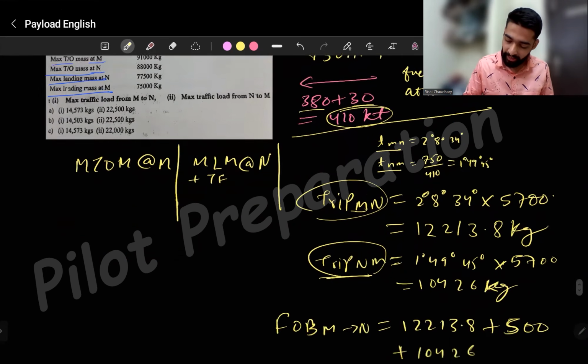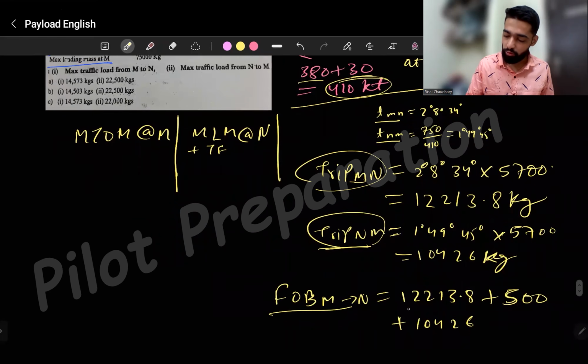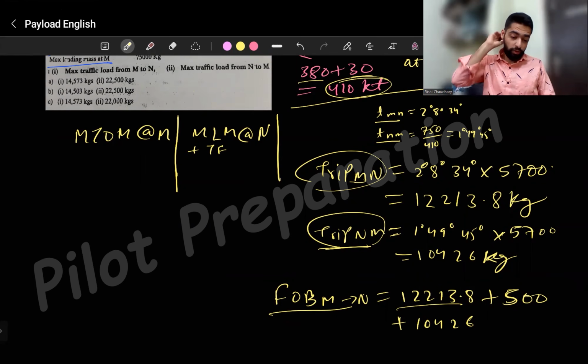So this will be FOB from M to N will be 12213.8 plus 500 plus 10426.25. So this will be plus 12213.8 plus 500.